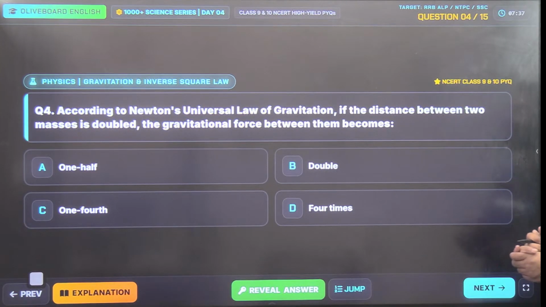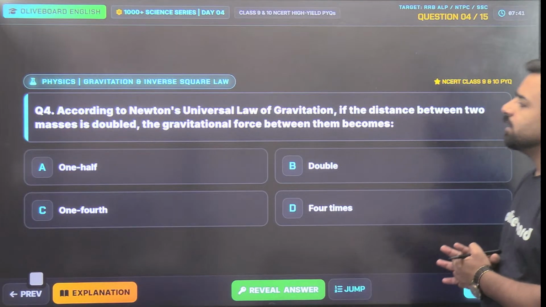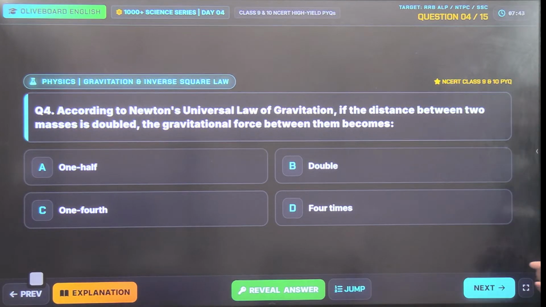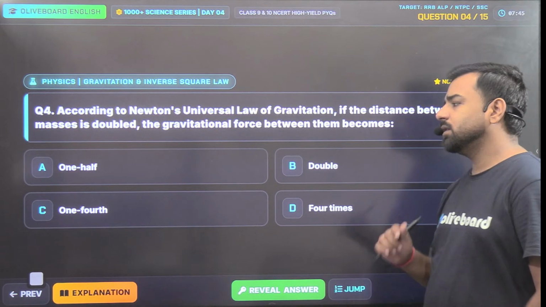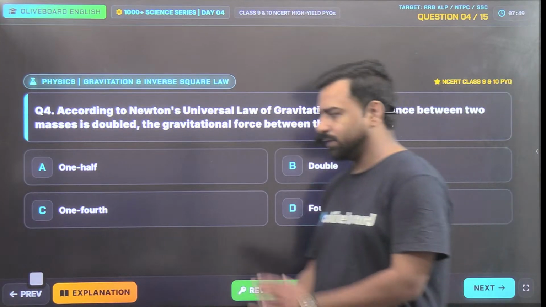According to Newton's universal law of gravitation, if the distance between the two masses is doubled, the gravitational force between them will become dash: half, double, 1/4, or 4 times. So at least try to answer this one.